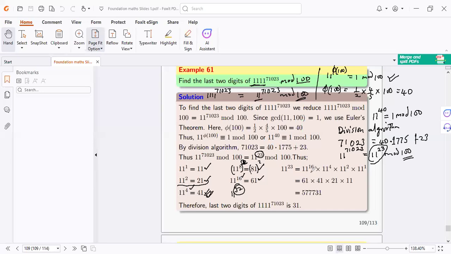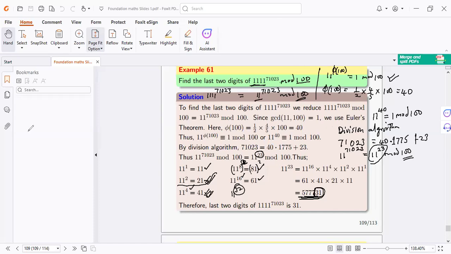Now, what is 11 raised to 16? That is 61. 11 raised to 4 was 41. 11 raised to 2 was 21. You can see it here. It's 21. 11 raised to 1 is 1. Then when you multiply the whole of this, what you get is this number. Dividing by 100, or even without dividing by 100, you can see the last 2 digits are here, which are 31.